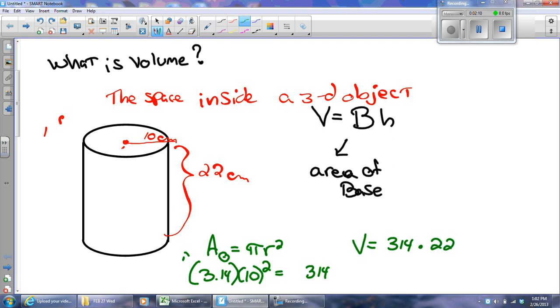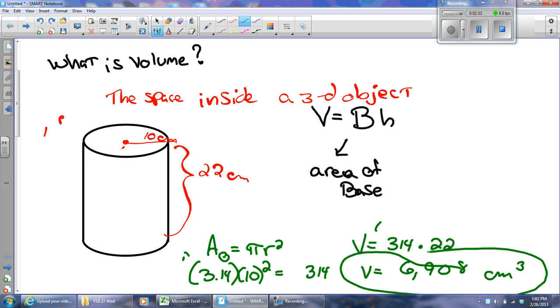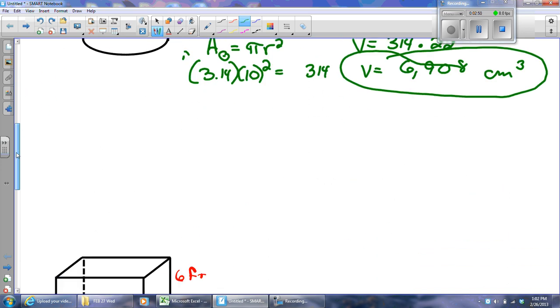And when I multiply 314 by 22, hold on one second, I end up with a volume of 6,908 centimeters cubed. Oops, didn't circle that very well. There we go. 6,908 centimeters cubed. If you wonder why it's centimeters cubed, over here on the radius, I squared it. So it's 10 centimeters times 10 centimeters, and then I multiply by 22 centimeters. So centimeters times centimeters times centimeters is centimeters cubed.